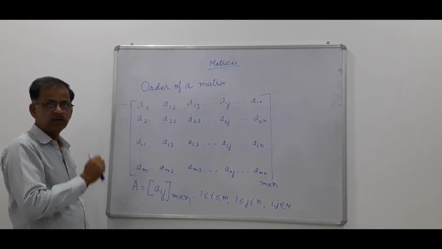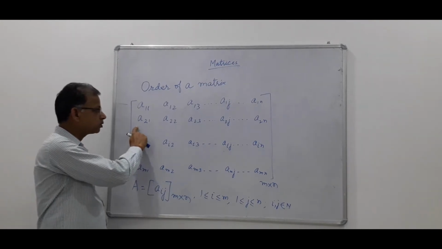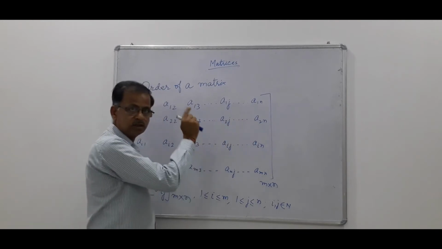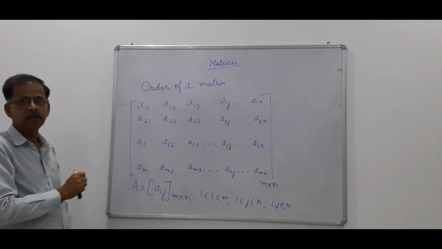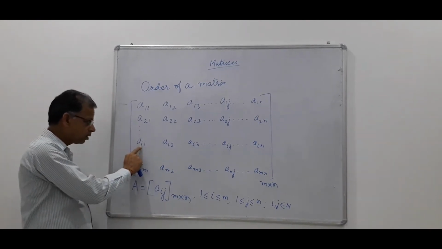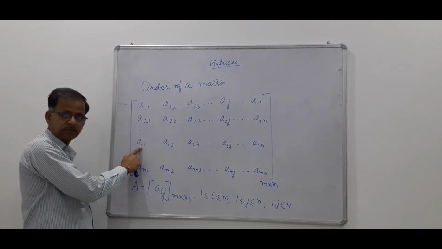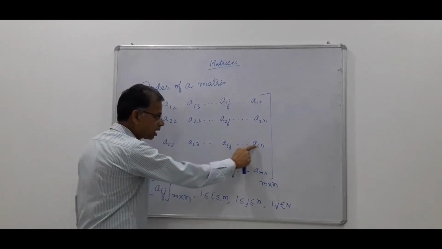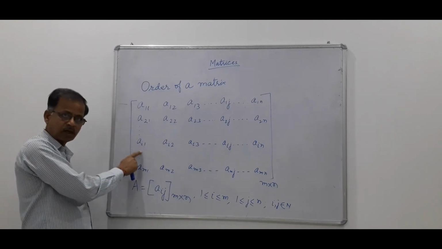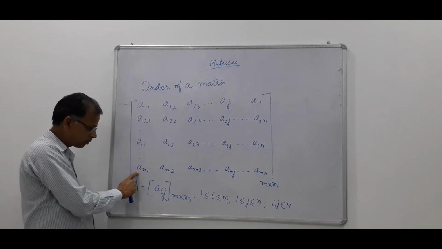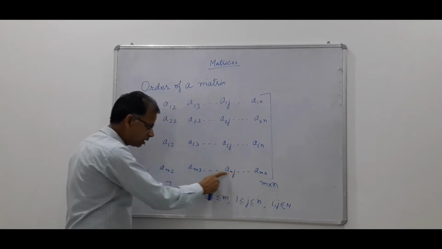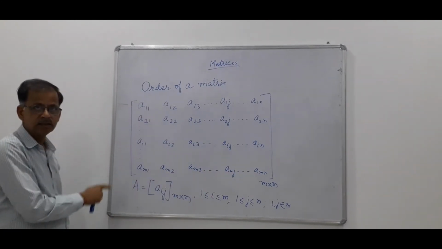Now observe the first subscript of all elements of the second row: 2, 2, 2, 2, 2. This 2 represents the second row of this matrix. In a similar way, we observe the first subscript of this row, i. It means this row is the ith row. And if we observe the first subscript of this row, here m, it means this is the mth row.